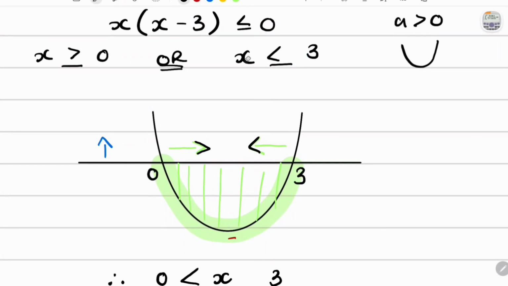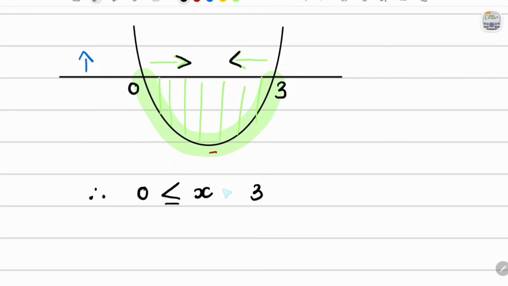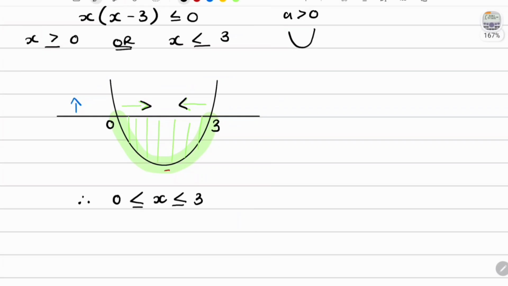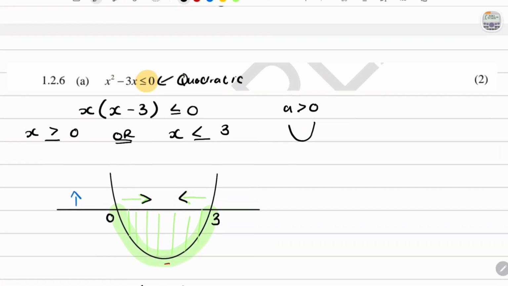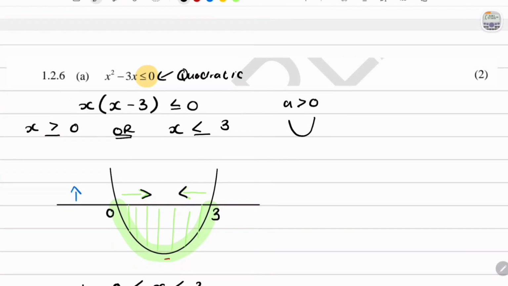Same thing with the 3. We're going to look at the x versus the 3. Do you see that the open mouth, that mouth, it's facing the 3? So you need to rewrite it like that. The inequality needs to face the 3, and don't forget the equal to. So it means that your inequality is x is greater than or equal to 0, but less than or equal to 3. And that would be your answer for 1.2.6a.